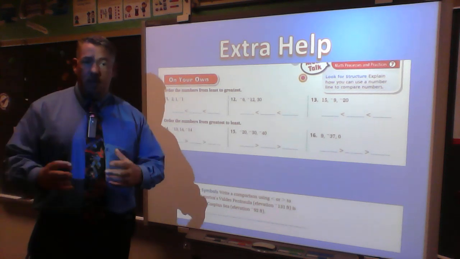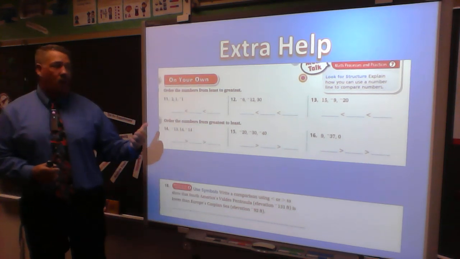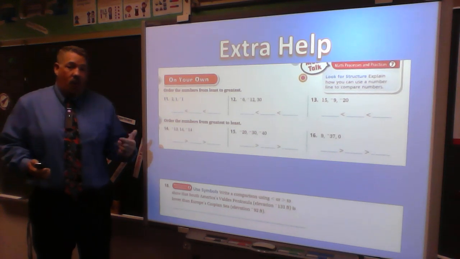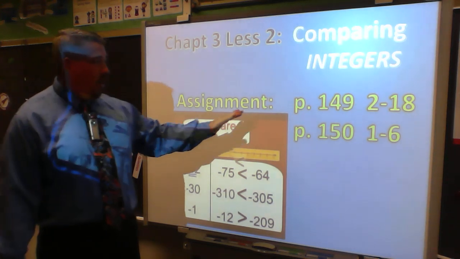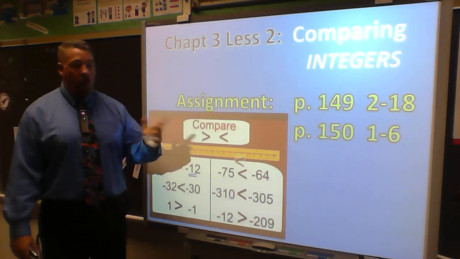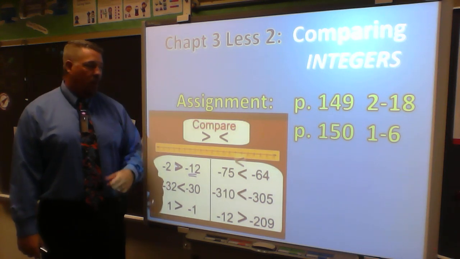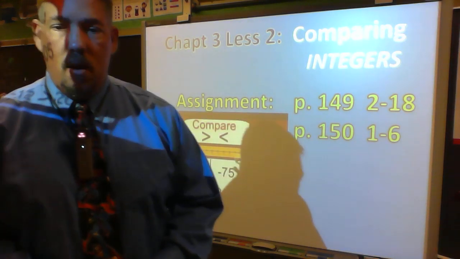All right, so these are extra in case you're struggling, you don't understand, you have any questions, I'm here to help you. If you get it, you don't have any questions, no problems, then you can go ahead and move on to your assignment. So you have page 149, questions 2 through 18, and then on the back, the review, page 150, 1 through 6. If you have any questions, come to the back of the room and ask for help.